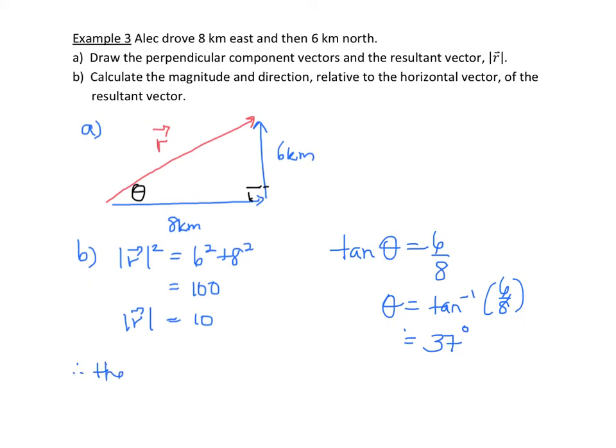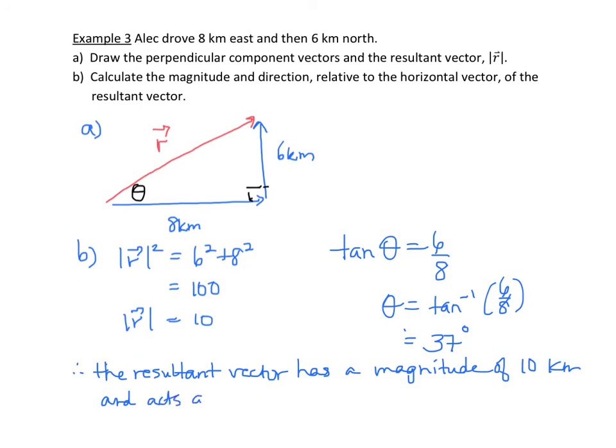So therefore, the resultant vector has a magnitude of 10 kilometers and acts at an angle of 37 degrees to the horizontal. And that concludes your lesson.